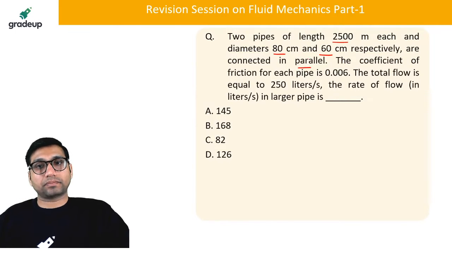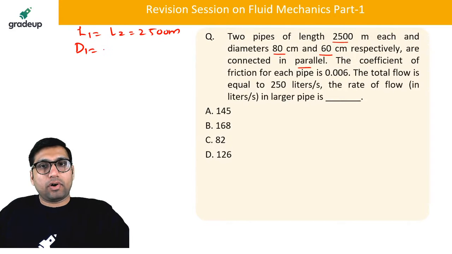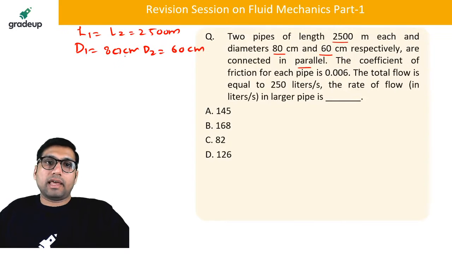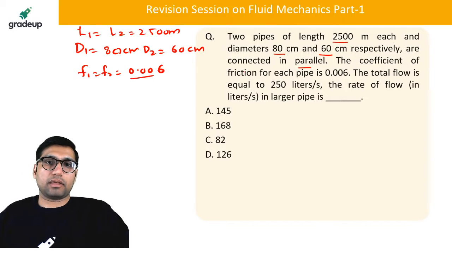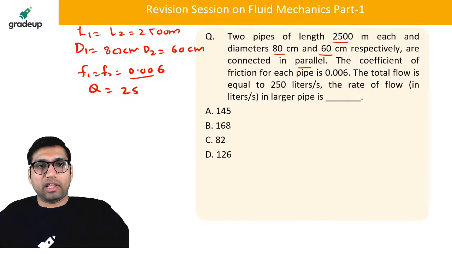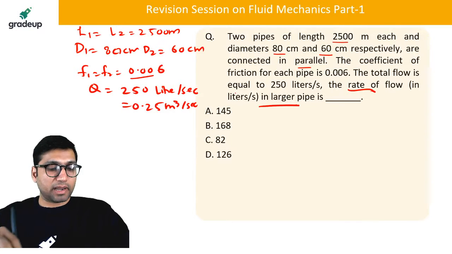Next question. Two pipes of length 2500 meter each and diameter 80 centimeter and 60 centimeter respectively are connected in parallel. So L1 is equal to L2 is equal to 2500 meter, D1 is equal to 80 centimeter and D2 is equal to 60 centimeter. The friction factor for each pipe is also the same, that is 0.006. The total discharge is equal to 250 liter per second, that is 0.25 meter cube per second. You have to find the rate of flow in the larger pipe.